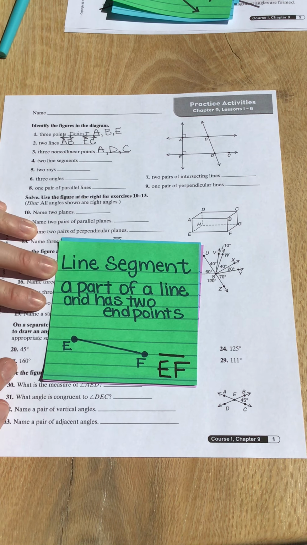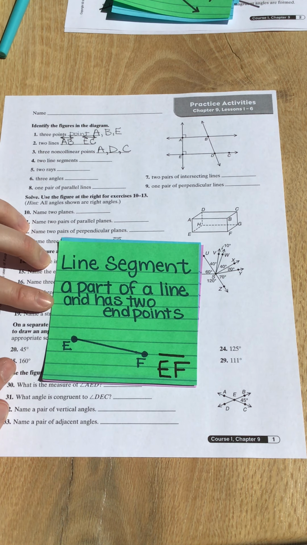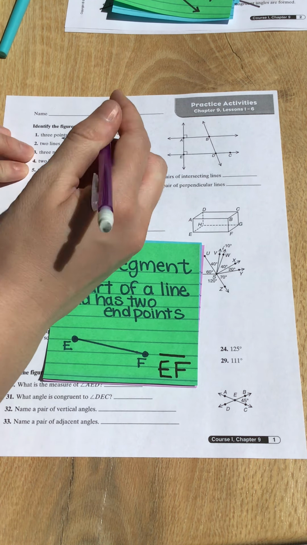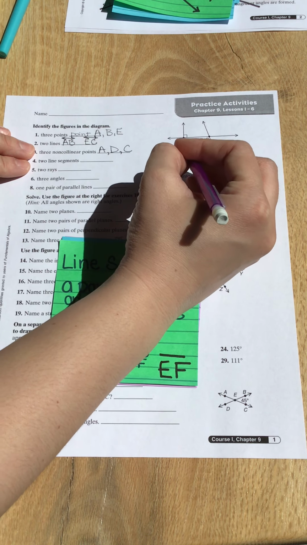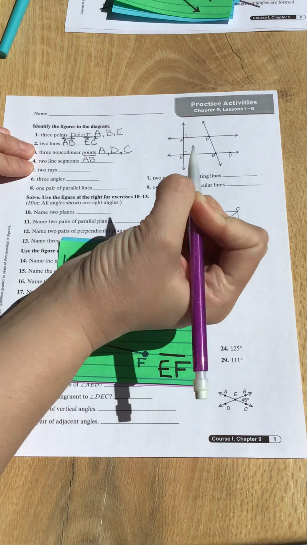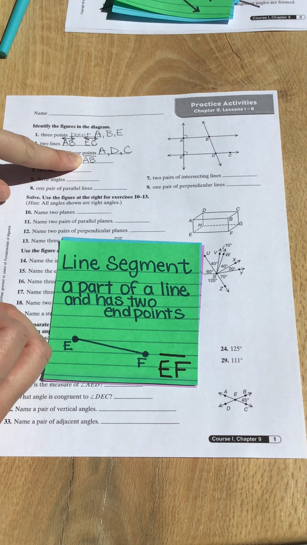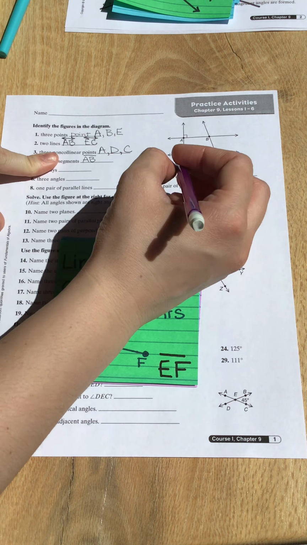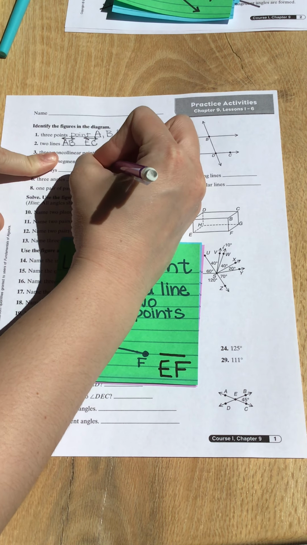Okay, looking at the next one. 2 line segments. Well, a line segment is a part of a line that has 2 endpoints. So make sure that you write it properly. I'm going to go with AB. You can also choose different ones. AB, notice how I mark it. And let's go DC.